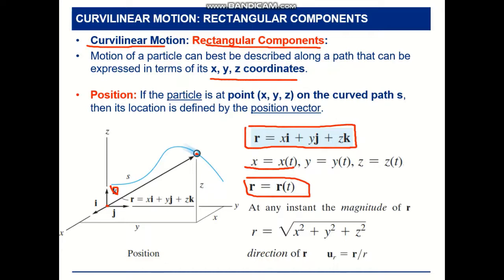At any instant, the magnitude of r, the position, is found because this is all vector: we take the square of these components, add them together, and take the square root, and we end up with the magnitude of the position, which is r. If you want to find the unit vector of this path, let's say u, we take the position over the magnitude of the position, which gives us the position's unit vector.